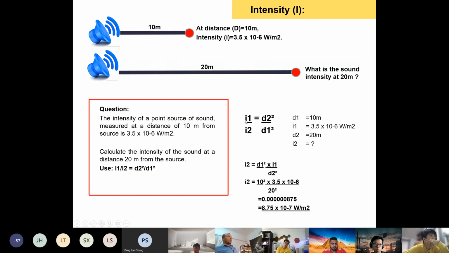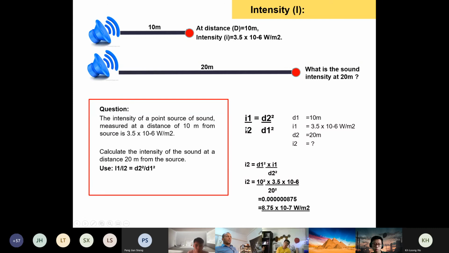So this means you just apply I1, which is the intensity at point 1, divided by I2, the intensity at point 2. We don't have it, you are looking for it. And it's equal to the distance at point 2 squared, 20 meters squared, over the distance at point 1, which is 10 squared.